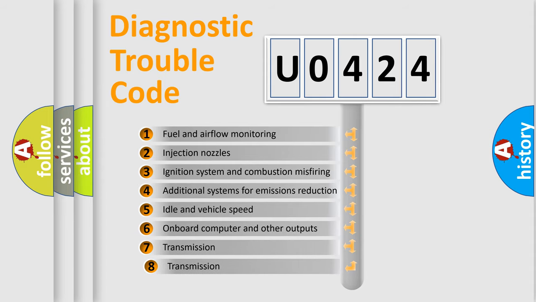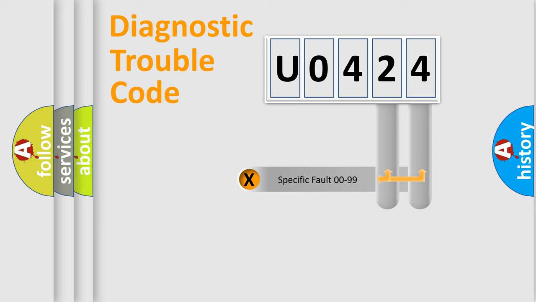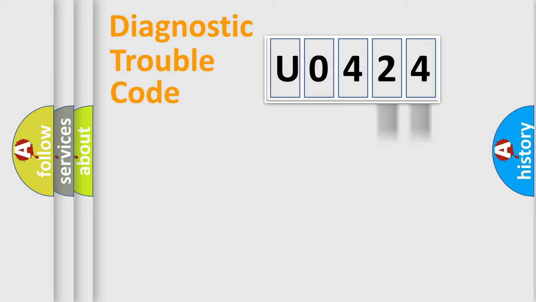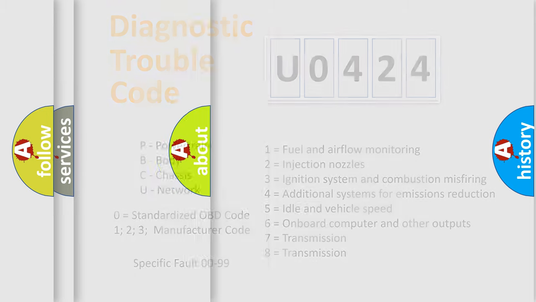The third character specifies a subset of errors. The distribution shown is valid only for the standardized DTC code. Only the last two characters define the specific fault of the group. Let's not forget that such a division is valid only if the second character code is expressed by the number 0.